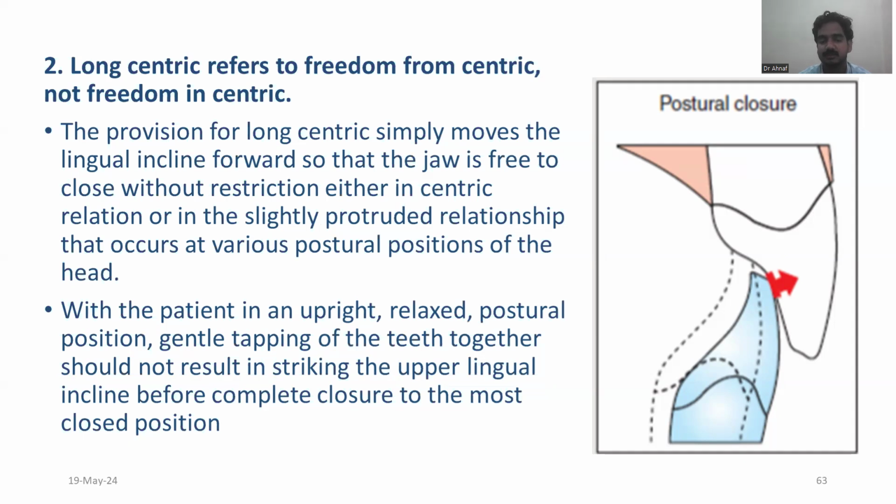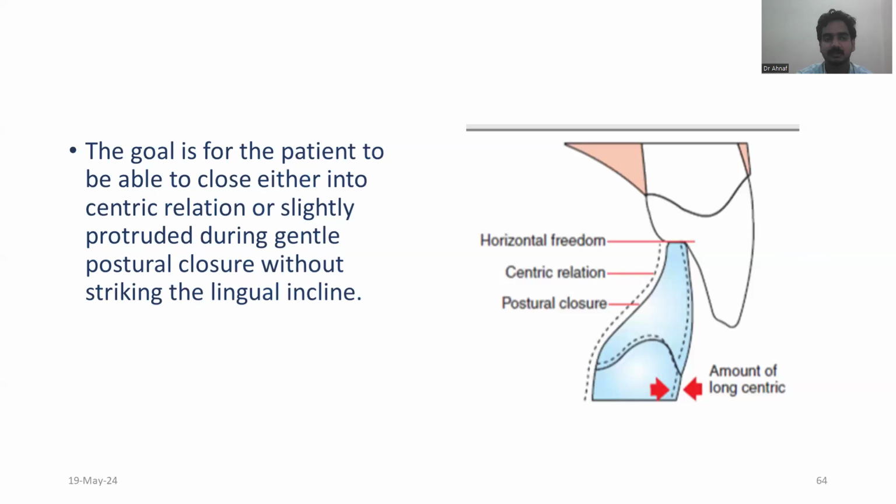Okay. So the provision of long centric simply moves the lingual incline forward so that the jaw is free to close without restriction, either in centric relation or in the slightly protruded relationship that occurs at various posture positions. So when the patient is in upright, relaxed or postural position, a general tapping of teeth together should not result in striking the upper lingual incline before complete closure to the most closed position. So the goal is for the patient to be able to close either into centric relation or slightly protruded during gentle postural closure without striking the lingual incline.